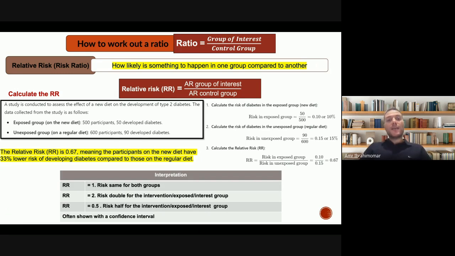If relative risk is equal to 2, that means the risk doubles in the intervention or exposed group. And if it is 0.5, that means the risk is half, or 50% risk, in the intervention or exposed group. 50% less, or half the risk, in the intervention or exposed group. I hope it is easy, guys. Let's go further.